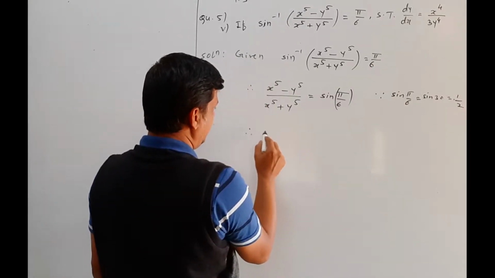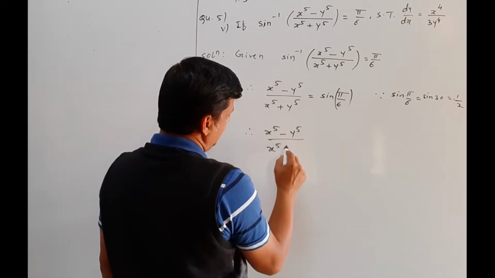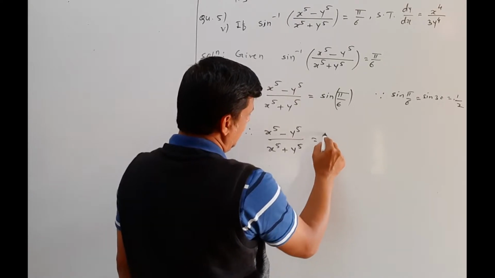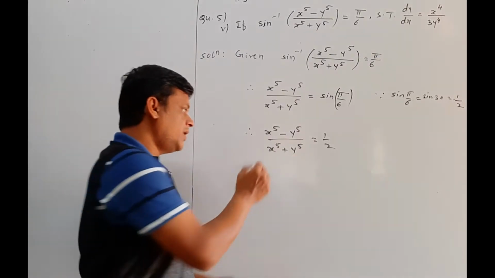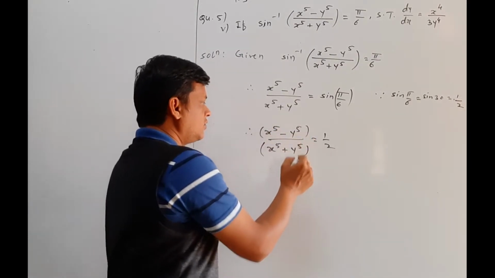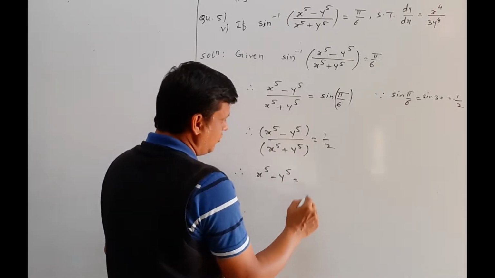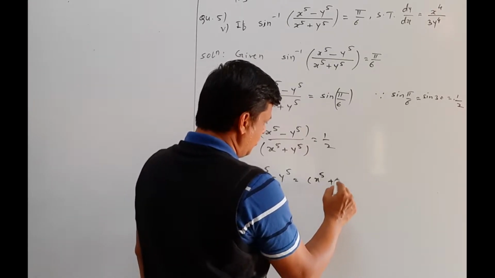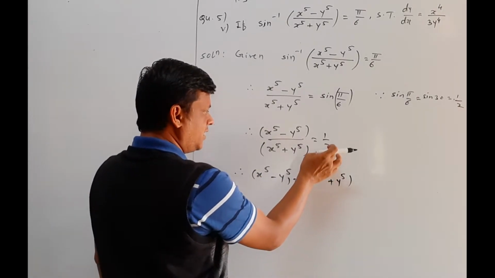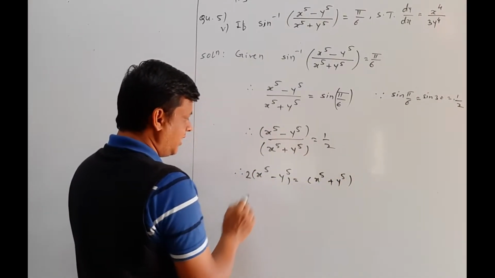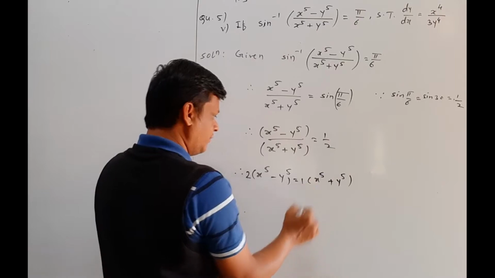So write left hand side terms as it is, (x^5 - y^5)/(x^5 + y^5) is equal to 1 by 2. Now transfer this x^5 + y^5 to right hand side. So we get here, therefore x^5 - y^5 is equal to x^5 + y^5. Now at the same time we transfer this 2 to left hand side. So we get in left hand side 2 into (x^5 - y^5) is equal to 1 into.